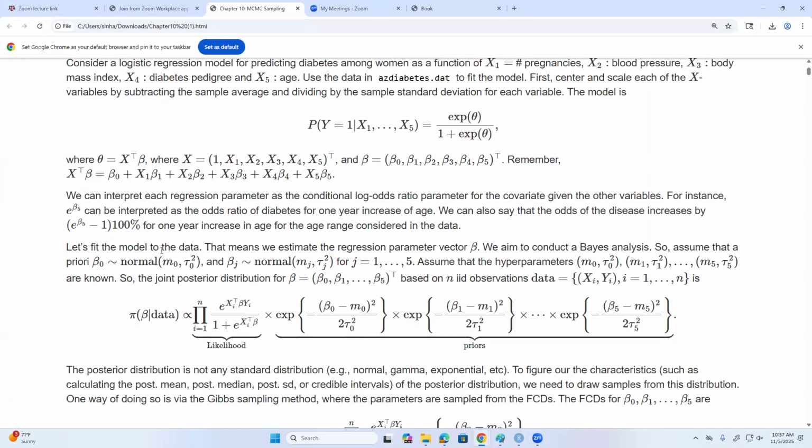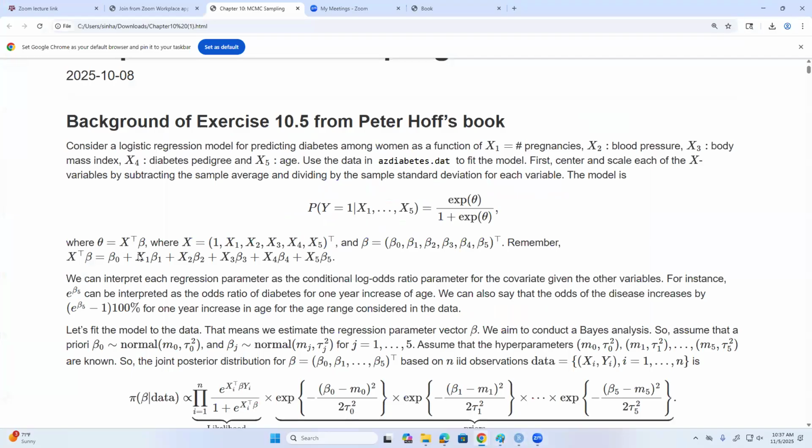Okay, now let us fit the model to the data. So this is our model. We assume this model, and we want to fit the model to the data and estimate the model parameters such as beta 0, beta 1, up to beta 5, all those parameters. So that means we estimate the regression parameter vector beta. We aim to conduct a Bayesian analysis. So assume a prior distribution for each parameter. Beta 0, I assume it follows a normal distribution. Beta j follows a normal distribution.